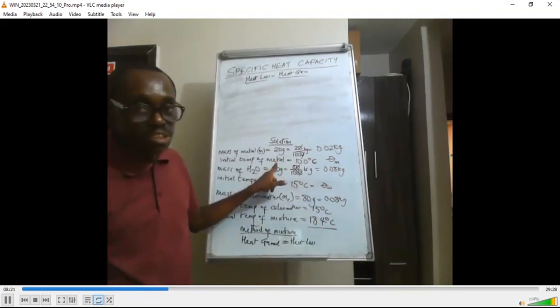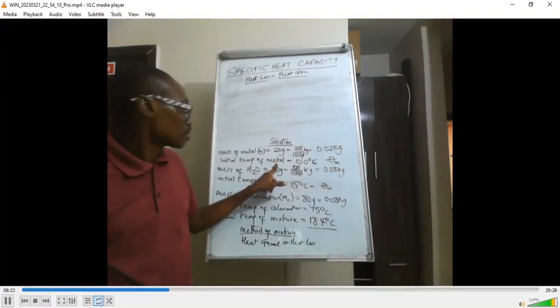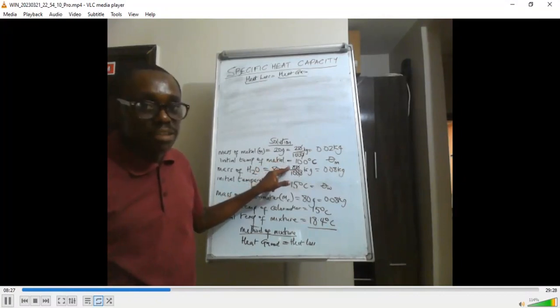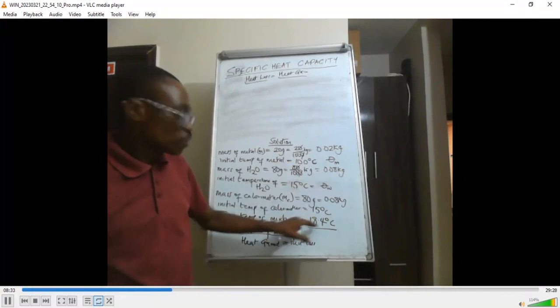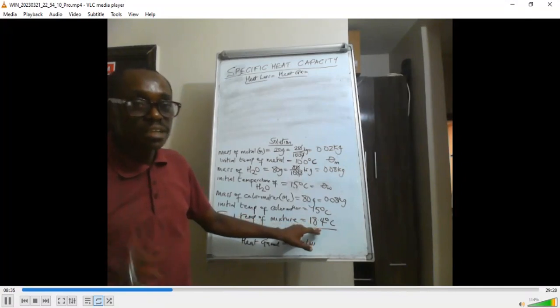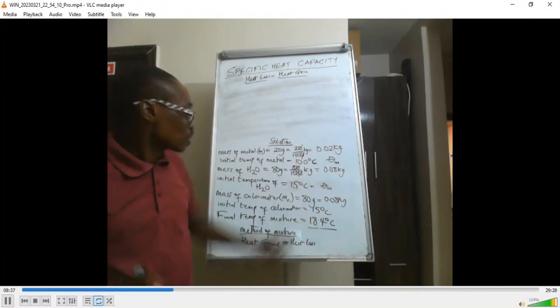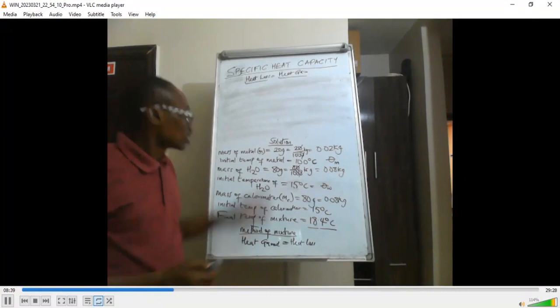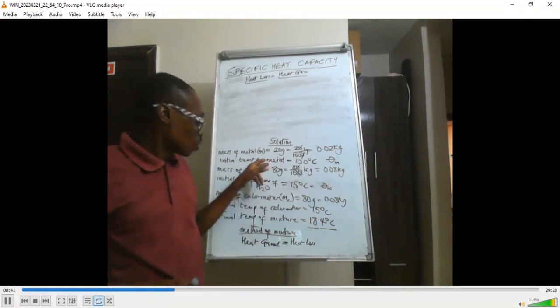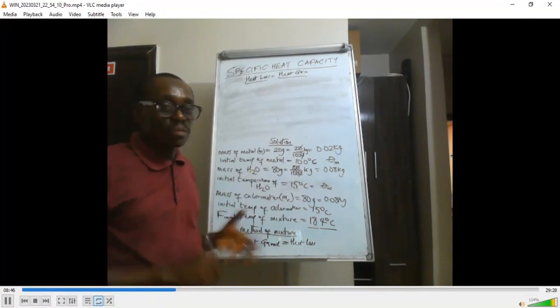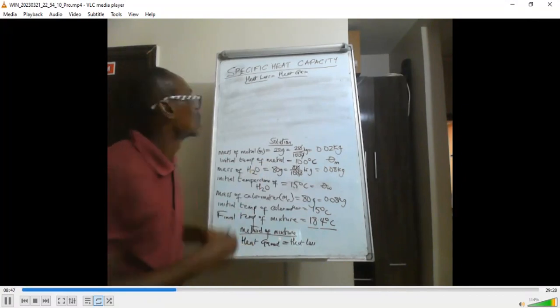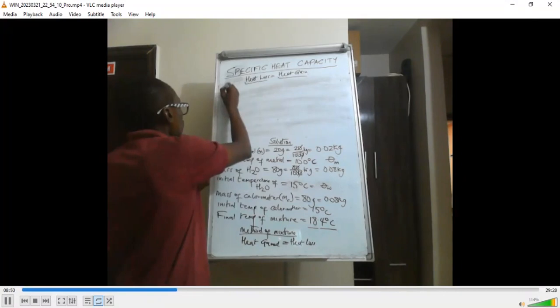When that metal is dropped into the calorimeter containing water, the temperature of the metal is going to drop down till it gets to 18.4, which is the temperature of the mixture. Okay, so the metal is going to lose heat, while the calorimeter and water are going to gain it. So heat loss by the metal, let's calculate that.